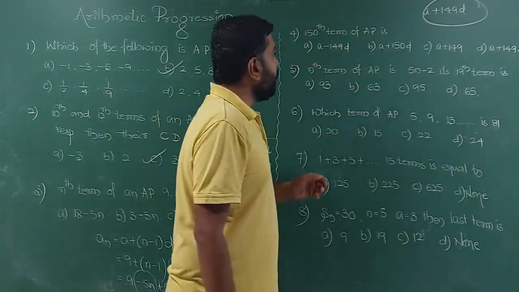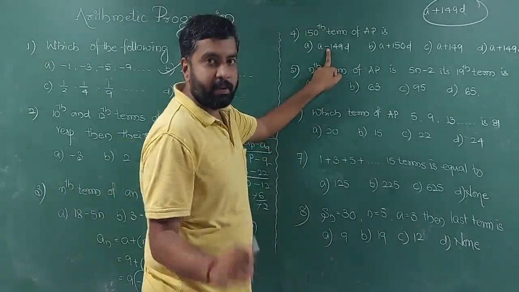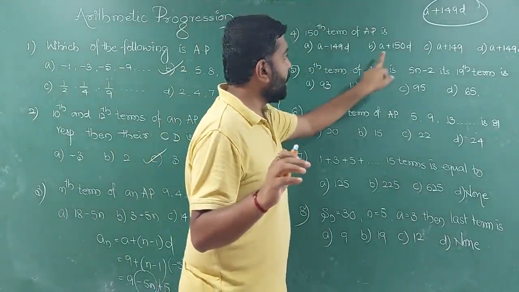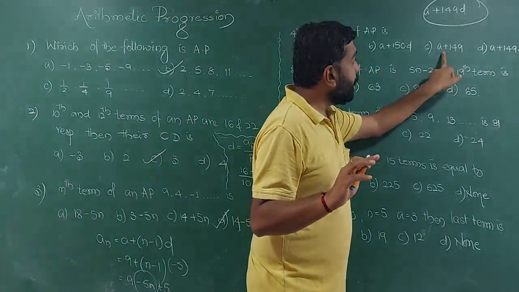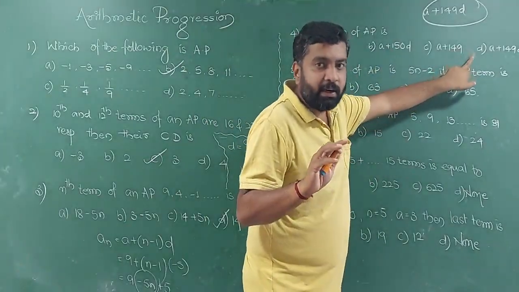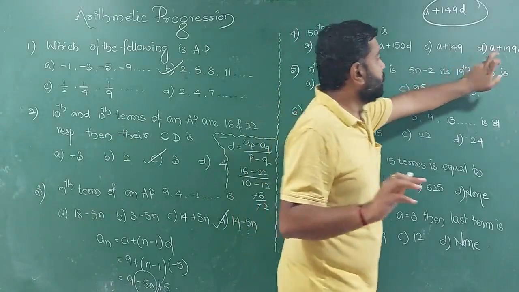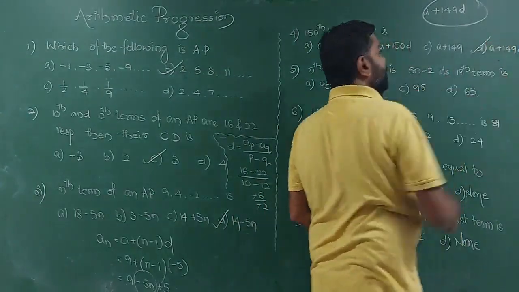Option with 149d: here a minus is there. No, ruled out. Next, a plus 150d: no. Next, here a plus 149 is there, but d is not given. So the last one, d, is the correct option.